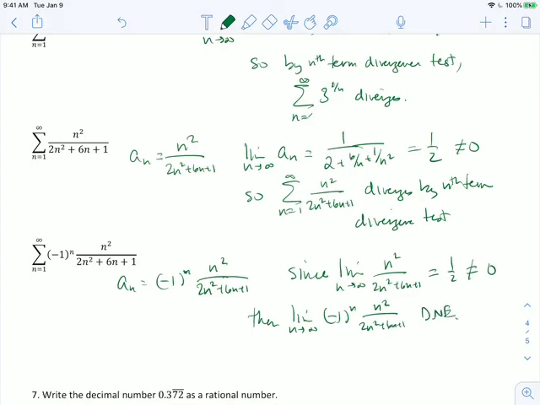And so the series as given diverges by the nth term divergence test.